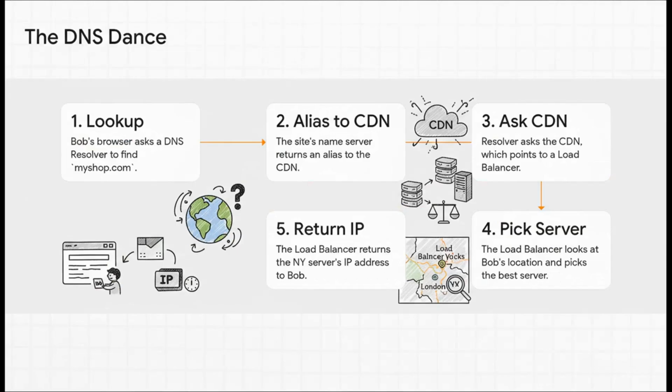So the resolver then asks the CDN's name server. That points it to a CDN load balancer. Now, this load balancer, this is the real brains of the outfit. It looks at the request, sees Bob is in New York, and it picks the best closest server for him. The reason for all these steps? It's all about intercepting the request before your browser ever learns about that faraway London server. The CDN cleverly substitutes the New York server's address instead, and Bob has no idea.